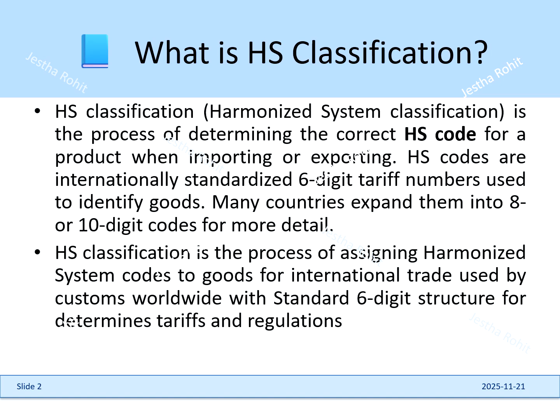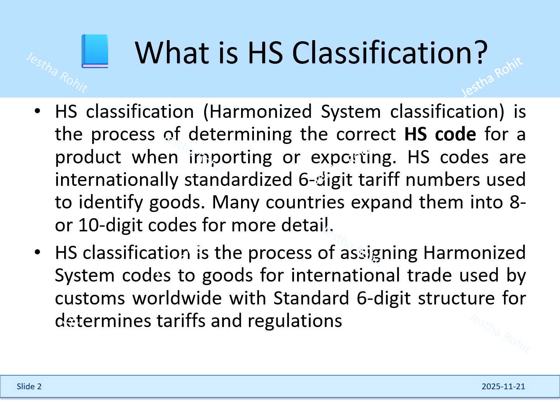What is HS classification? HS classification, harmonized system classification, is the process of determining the correct HS code for a product when importing or exporting. HS codes are internationally standardized six-digit tariff numbers used to identify goods. Many countries expand them into 8 or 10-digit codes for more detail.